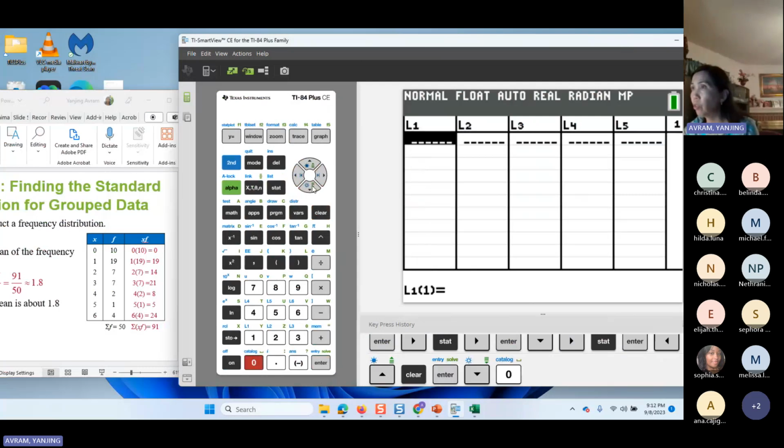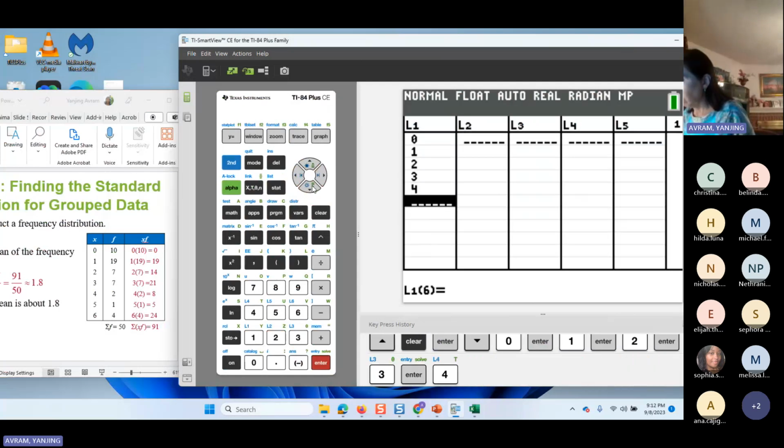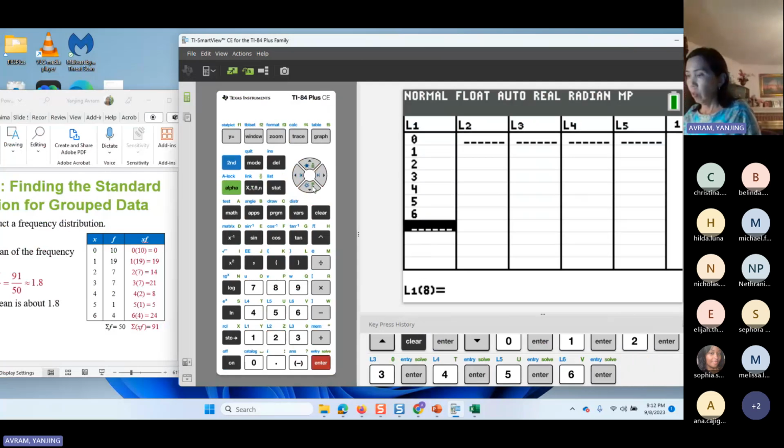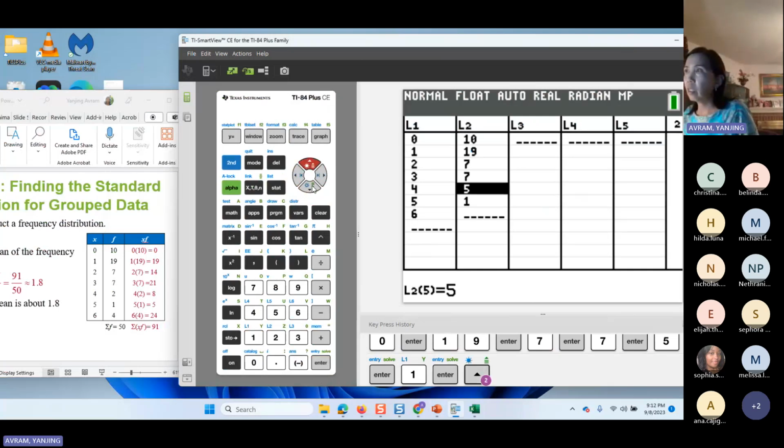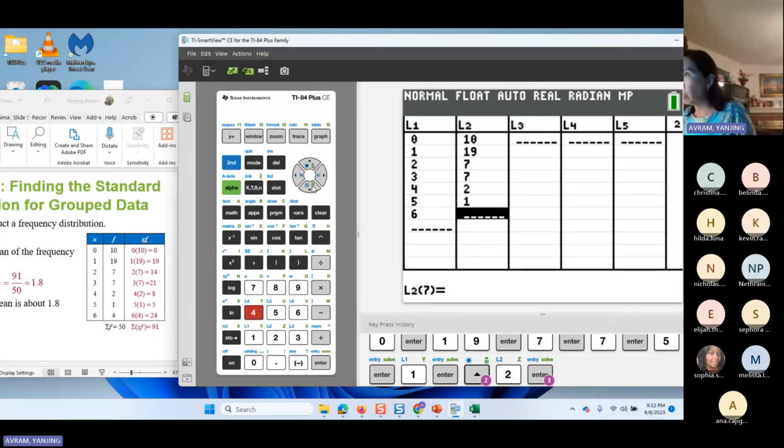Okay, so I have x is 0. All right, and then this one is 10, 19. Oh, I input one wrong. 10, 19, 7, 7. This should be 2, 1. And the last one is 4.